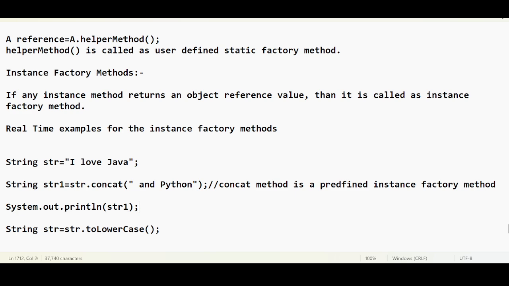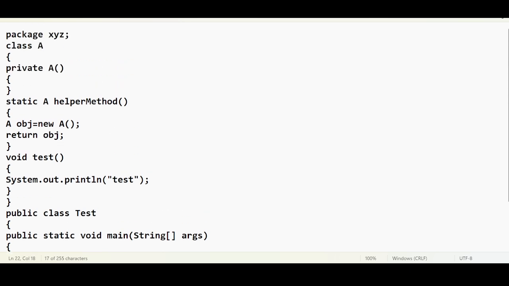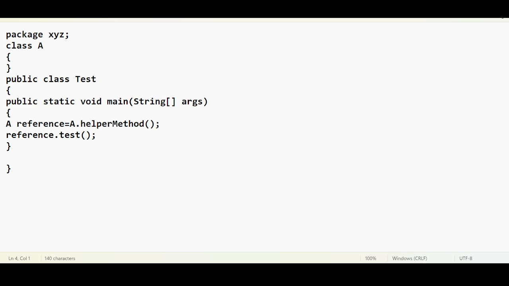Okay, the output is going to be what? I love Java and Python. I'll show this example. Let us go back to our code. Okay, let us remove all this. For now it is not required. Okay, this is also not required. We are just talking about the predefined classes and predefined instance factory methods.